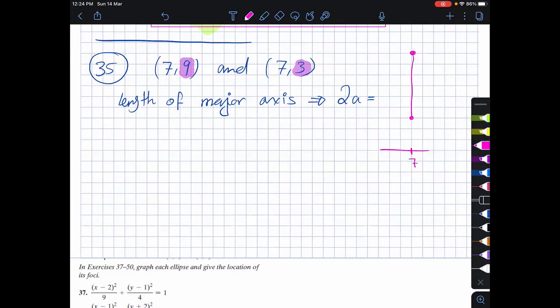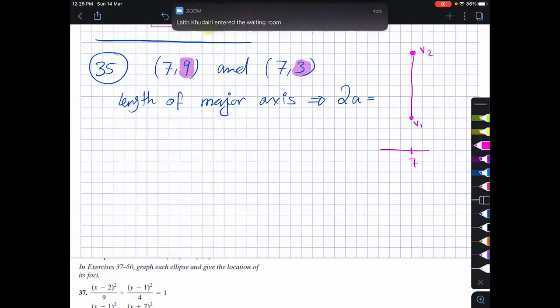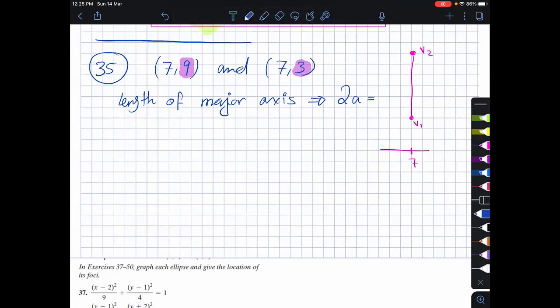So these are the endpoints here. We can name them V1 and V2. Okay, the center should be halfway between them, right? The center here should be at 3, which means halfway. Count to 3, 1, 2, 3. The center has to be halfway between 9 and 3, which means at 6.